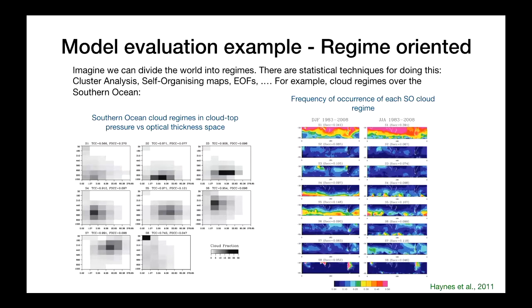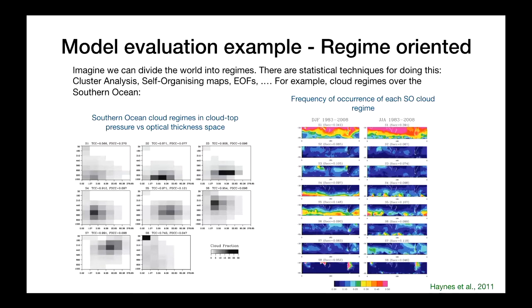Cluster analysis is machine learning as well, by the way, because it's the machine that determines the clusters, not you. So linear regression is machine learning as well. It's just we're not allowed to call it that. EOFs is another one that gives you regimes or patterns, right? So think of them as patterns.